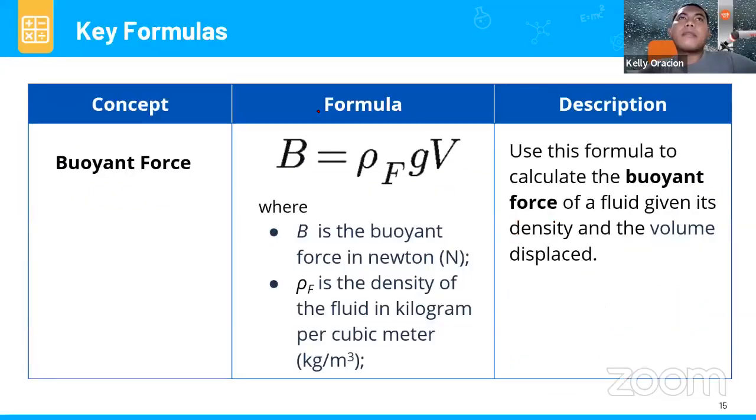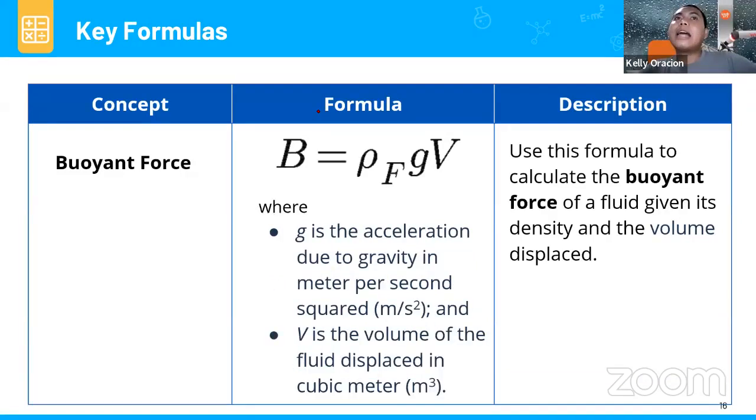Next. The formula: B is for buoyant force, which is in newtons. Rho f is the density of the fluid in kilograms per cubic meter. G is the acceleration due to gravity, and we all know we use 9.81 for that. V is the volume of the fluid displaced in cubic meters. We should always follow SI units.